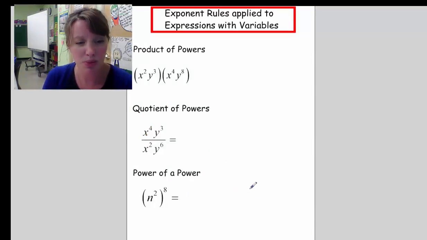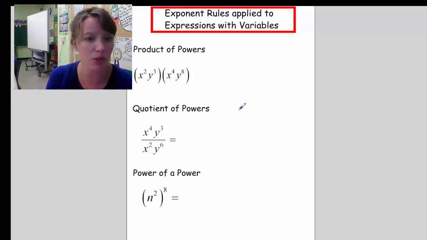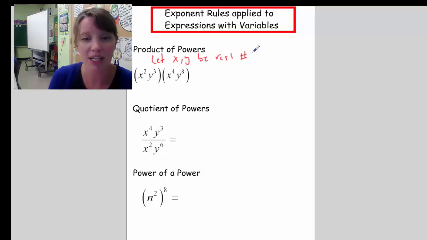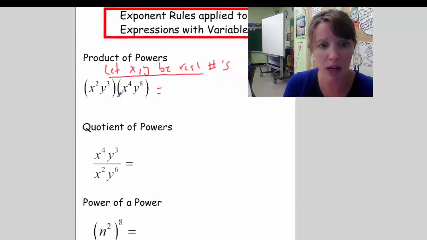Okay, let's talk about expressions. Exponent rules apply to expressions with variables, which we haven't talked about. So I'm giving you all variables here. I'm not giving you numbers as bases. I'm giving you variables. Now, sometimes the book will say something like, let x, y be real numbers. It's not telling you to actually put real numbers in for x and y. This is just saying that if x and y were real numbers, then what can you do?